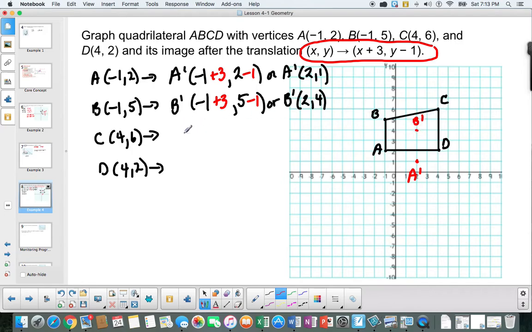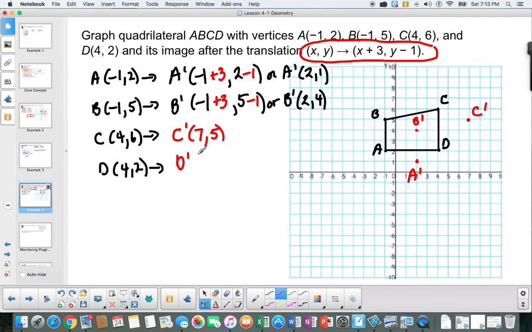All right, and let's see if we can do the rest in our head. C prime will be, I'm going to take the number 4 and add 3 to it, so that's going to be 7. Take the number 6, subtract 1, and that's going to be 5. So I'm going to go over 7 and up 5. 1, 2, 3, 4, 5. That's going to be my C prime.